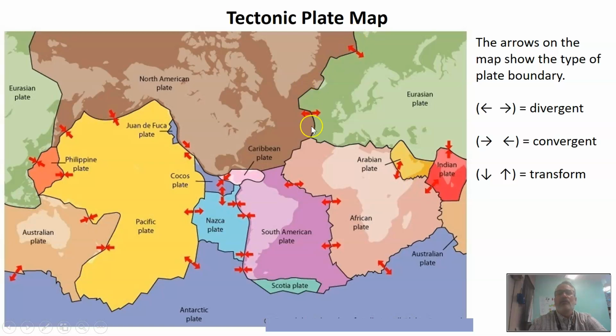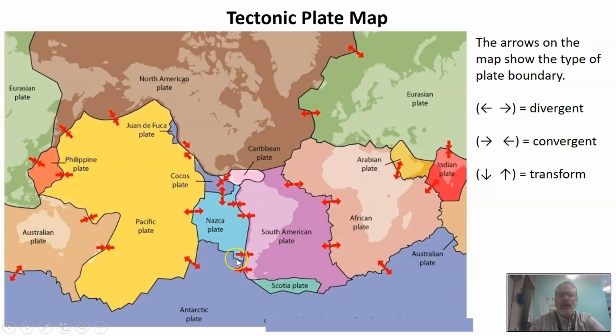So if we look at this plate boundary between the Eurasian plate and the North American plate, notice how those arrows here are pointing away from each other. Well, they're pointing away from each other. That's a divergent boundary. Okay, so divergent boundaries, remember, divide, and the plates move in opposite directions.